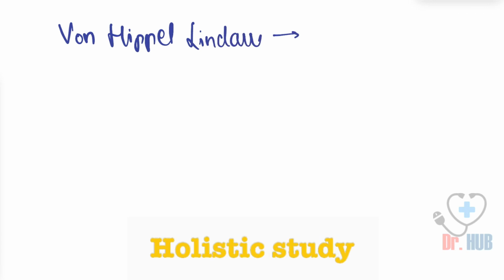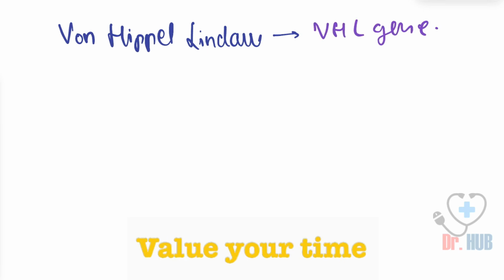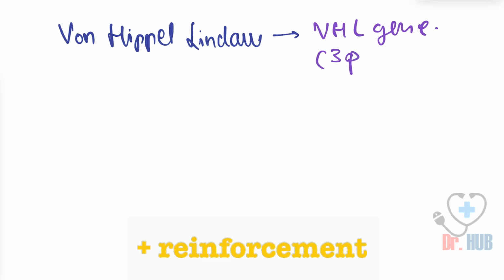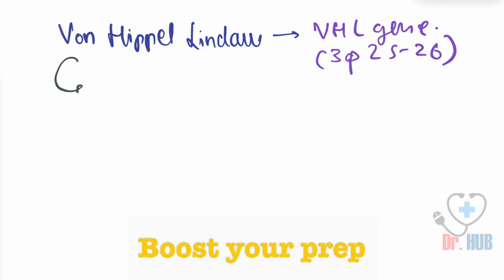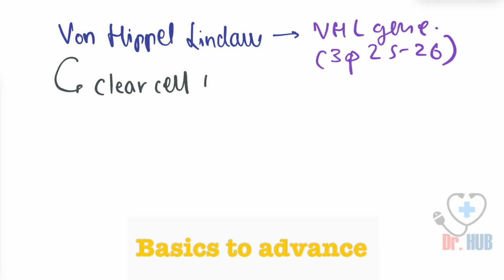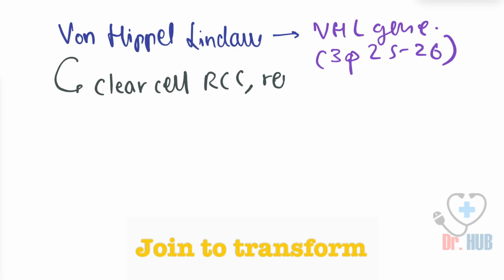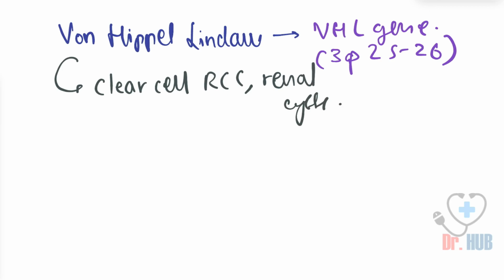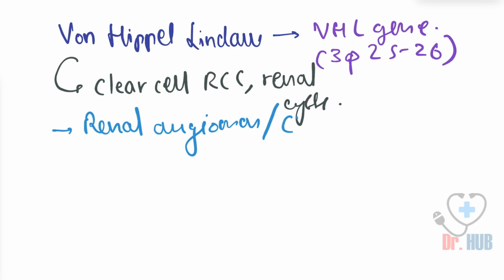von Hippel-Lindau disease. So here the mutation lies in the VHL gene, 3p25-26. So what are the clinical features? It includes the clear cell renal cell carcinoma, renal cyst. Next there are the renal angiomas. So this is basically benign.